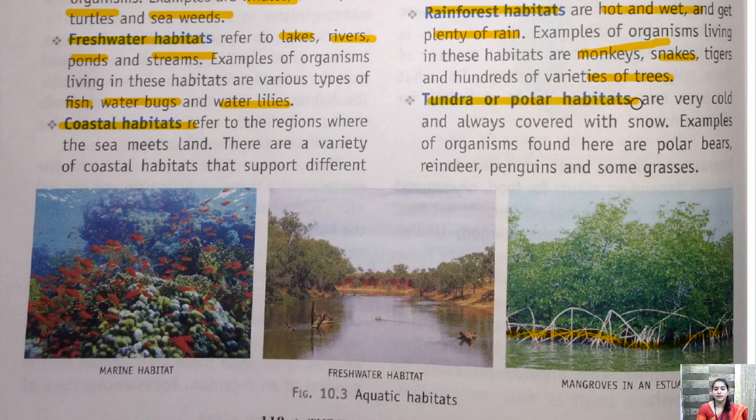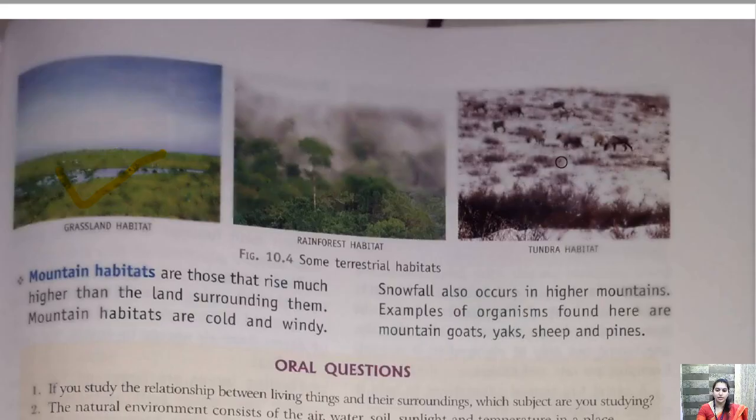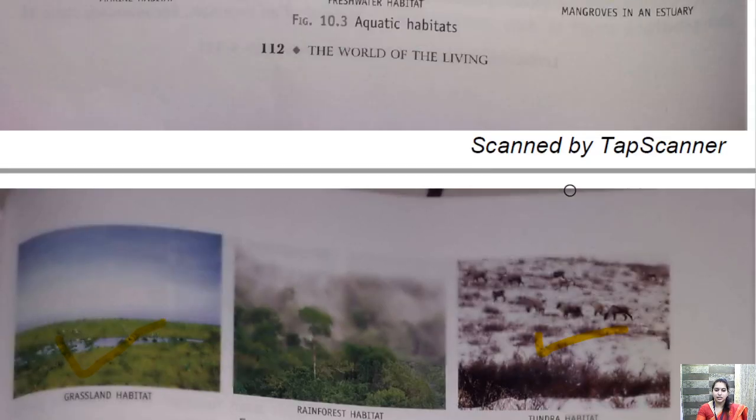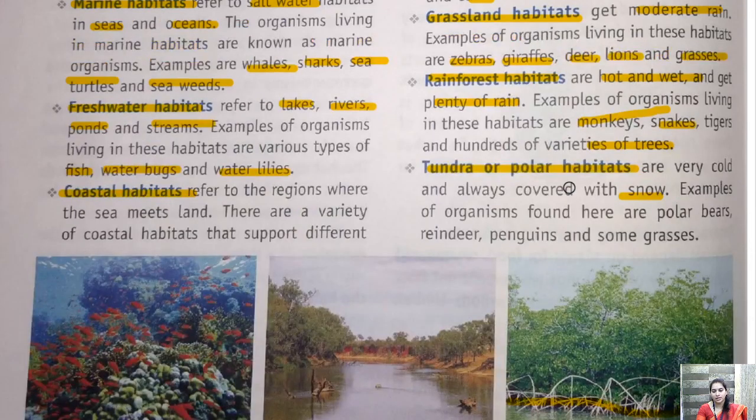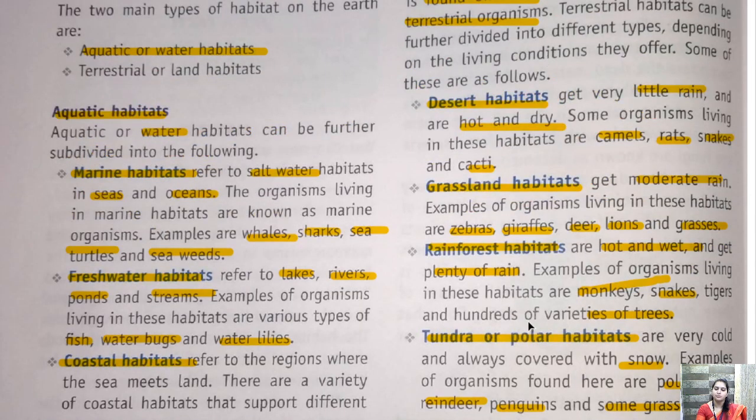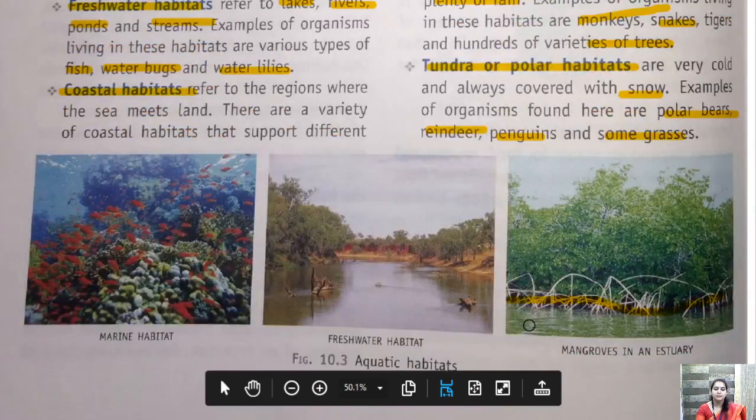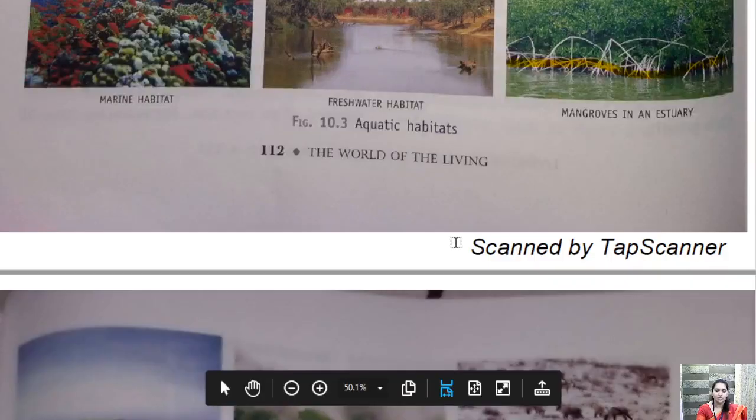Tundra or polar habitat means where there is only snow. That is tundra or polar habitat. As you can see here in the figure, you can see only snow present over here. So this is tundra or polar habitat where polar bear lives, reindeer lives, penguin, and we have some grasses. So depending on the climatic condition, it is divided into these types of categories. So you can see in the diagrams that are present.